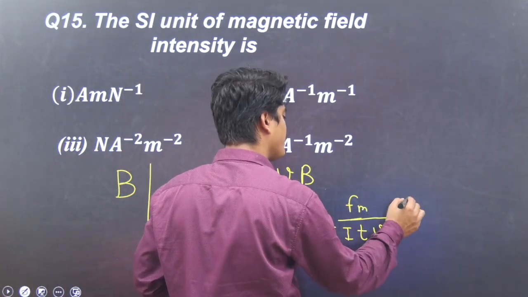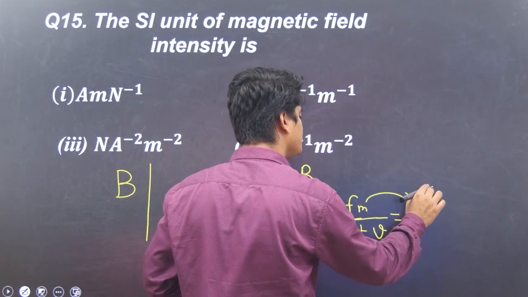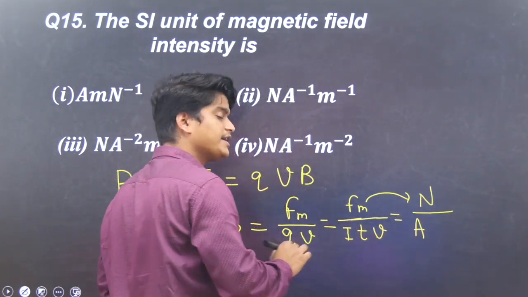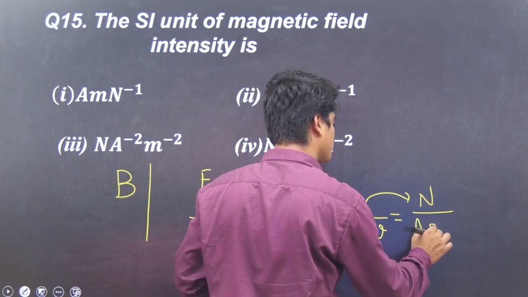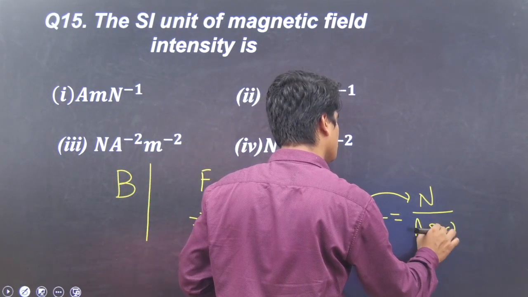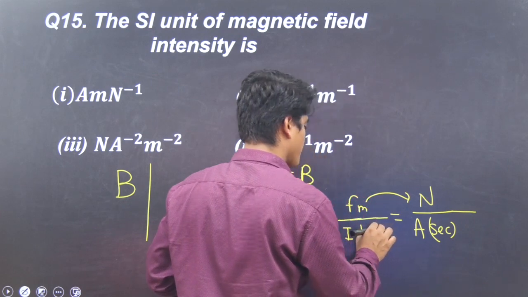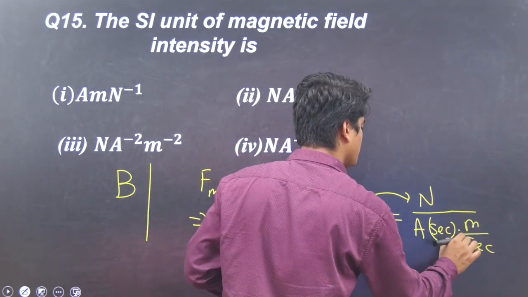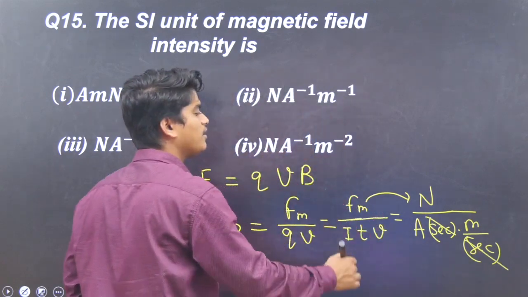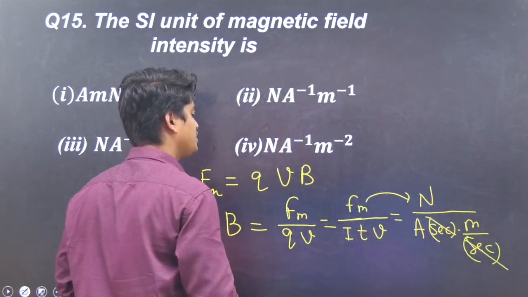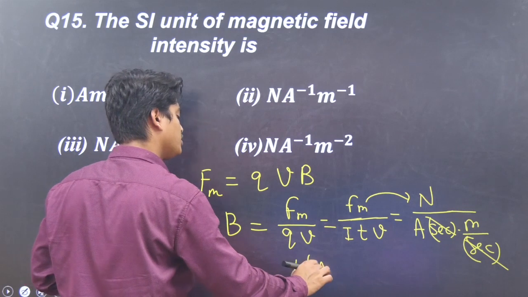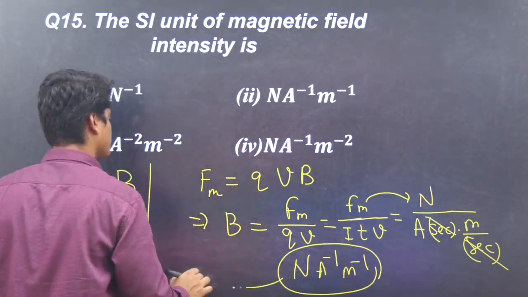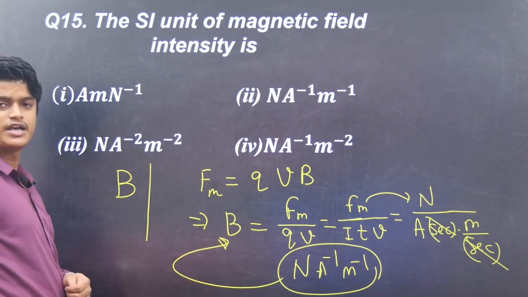Now see, calculate Fm unit. Fm SI unit is Newton, I SI unit is ampere, and T SI unit is second, and V is basically meter per second. Now if you check, second cancels, Newton by ampere into meter, and you can write Newton ampere inverse into meter inverse. So this is the SI unit of what?